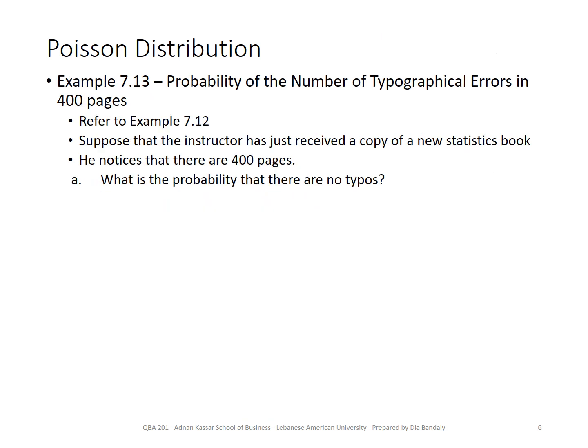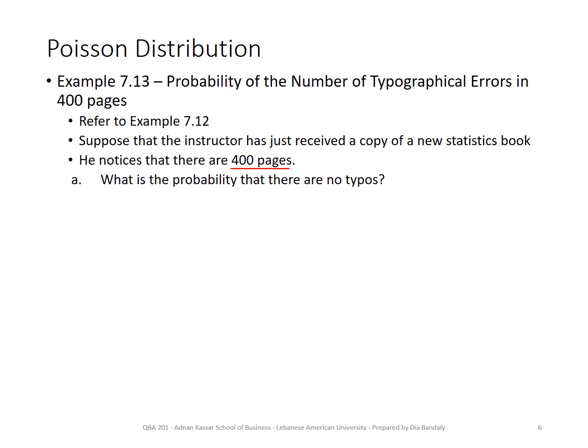Okay, so let's continue with example 7.13, which refers to the previous example 7.12. In the previous example, we were told that the mean number of errors in 100 pages is 1.5 errors. Now, the instructor has received a copy of a new book, and this textbook consists of 400 pages. Remember the proportionality aspect of the Poisson experiment. Because now we're talking about 400 pages, so the interval is 4 times the previous interval.